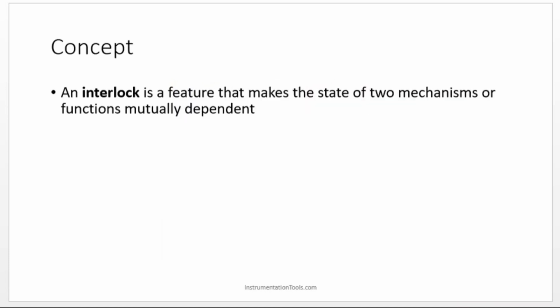Interlocking is a feature that makes the state of two mechanisms or functions mutually dependent. Two functions are mutually dependent. What does that mean? If one function is happening, another function should not happen. If the second one is happening, this should not happen.